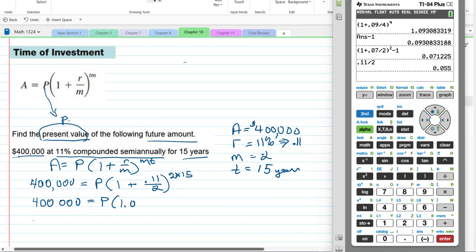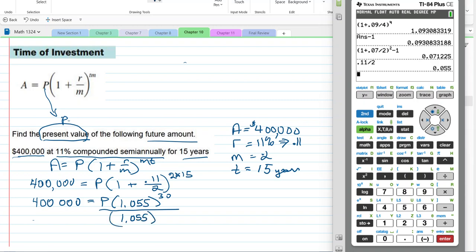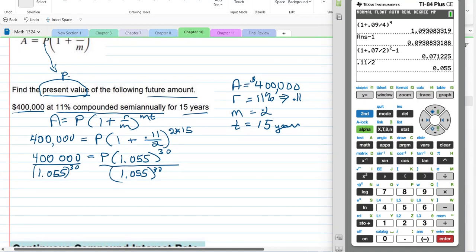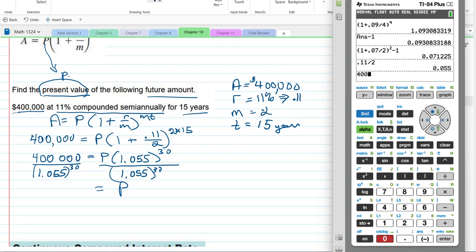Okay. Raised to the 30. So I can do the math. And now what I'm going to do is divide by that. So I'm going to divide by this exponential, and I get what my P is. All right. So I get the 400,000 divided by 1.055 raised to the 30.